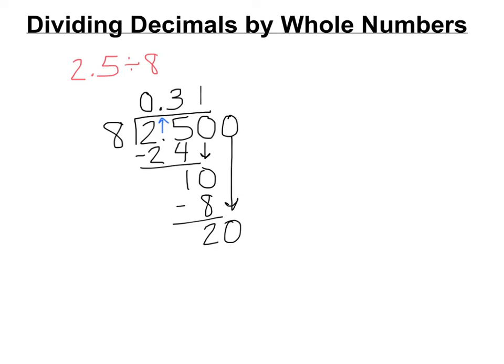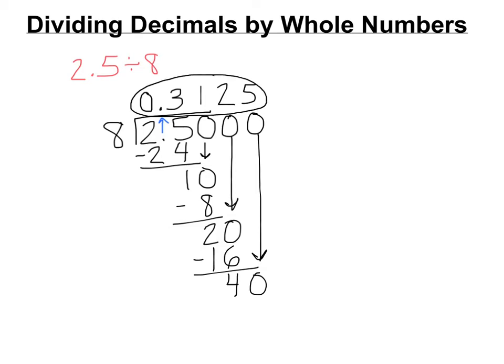So now 8 goes into 20 twice. 2 times 8 is 16. 20 minus 16 is 4. Gotta always bring something down before I put something up. So bring down another 0. And 8 goes into 40 5 times evenly. And so my answer is 0.3125.